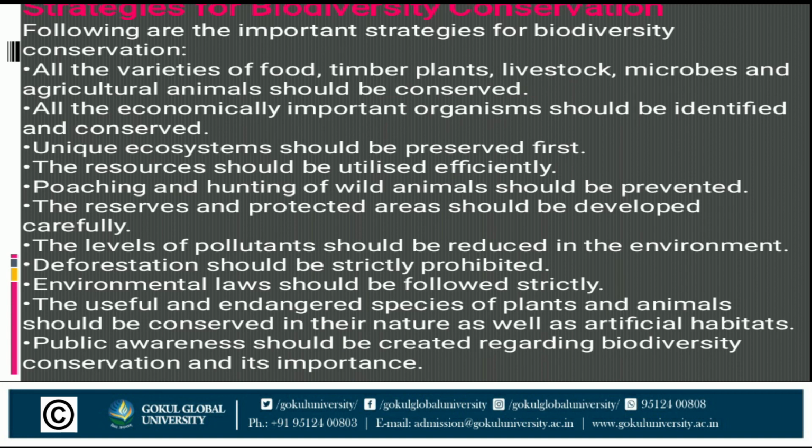Fifth, poaching and hunting of wild animals should be prevented. Next, the reserve and protected areas should be developed carefully. The level of pollutants should be reduced in the environment. Deforestation should be strictly prohibited. Then, environmental laws should be followed strictly. The useful endangered species of plants and animals should be conserved in their natural as well as artificial habitats. Then, public awareness should be created regarding biodiversity conservation and its importance.